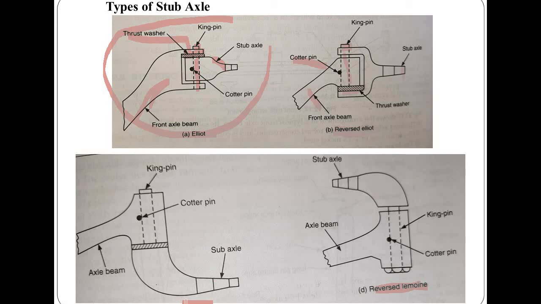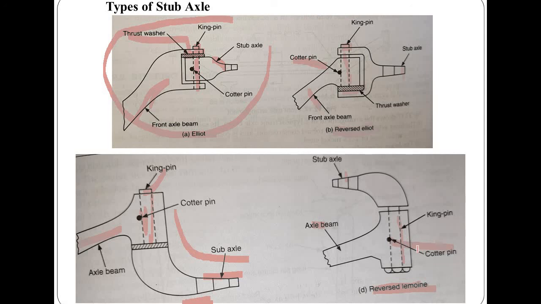Now in the third case, it's Lemoine. This is the axle beam, this is the kingpin, this is the quarter pin, and this is the stub axle. Lemoine type has an L-shaped steering knuckle, so you just observe this L-shaped steering knuckle, which is attached to the axle end by a pivot. Most of the vehicles employ reversed Elliott type of pivoting. So this is the reversed Lemoine: axle beam, stub axle, and kingpin is here, and this is the quarter pin.